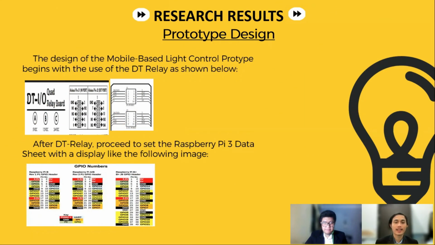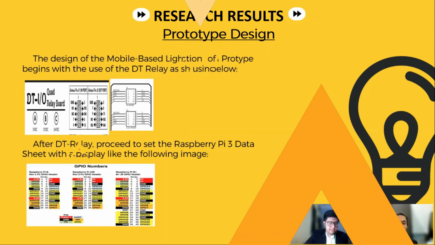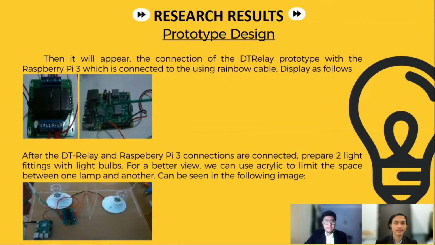Research result. In prototype design, the design of the mobile-based light control prototype begins with the use of the DT relay as shown below. After the DT relay, proceed to set the Raspberry Pi 3 datasheet with a display like the following image. Then, it will appear the connection of the DT relay prototype with the Raspberry Pi 3, which is connected using a rainbow cable. Display as follows.